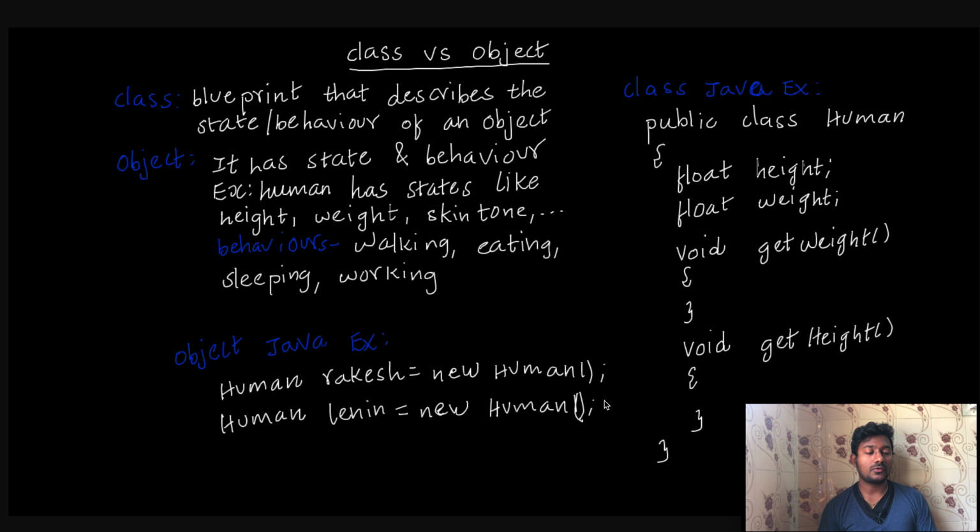Now we will relate this with the house blueprint. Using one blueprint you can create n number of houses if you have the raw materials and the land. Similarly, using one class, which is a blueprint, you can create n number of objects. Here Rakesh is one of those objects and Lenin is another object. You can create n number of objects, it doesn't matter at all. Thanks for watching this video. We will cover many more things in the upcoming videos.